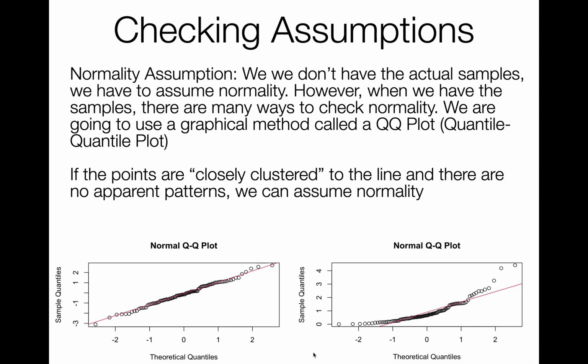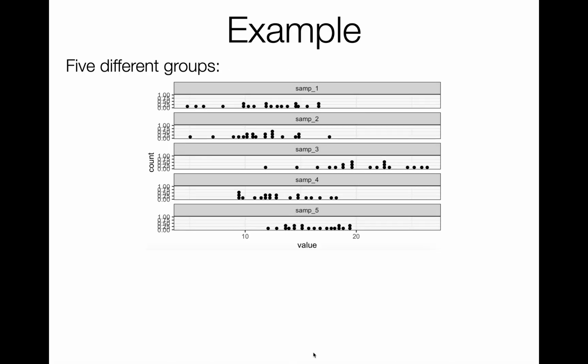So I'll go through an example quickly here of performing an ANOVA, and then we'll get to look at the QQ plots and see whether or not that normality assumption is valid to make. So I have 5 different groups here. I call them sample 1 through sample 5. I'm not going to give you the actual points, I'll just show you the picture, and I don't give any context to the samples. They really have no meaning. They're just numbers that I made up randomly.